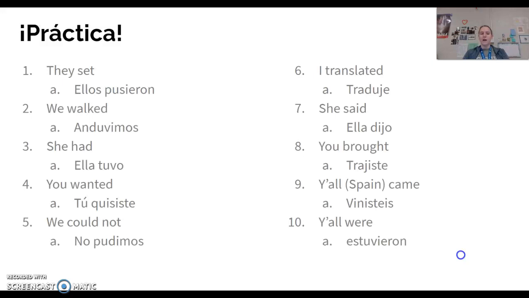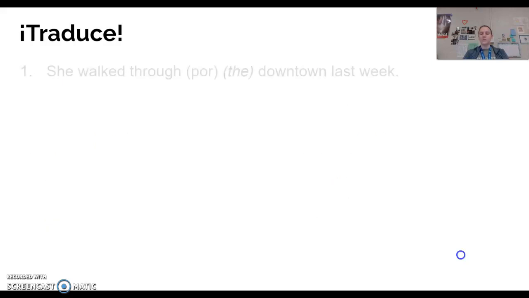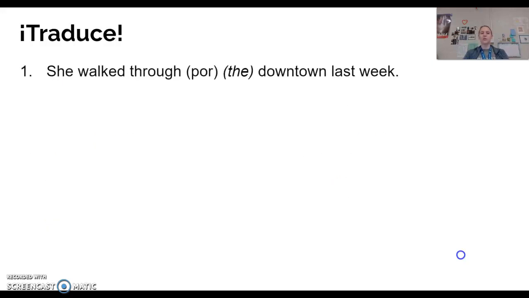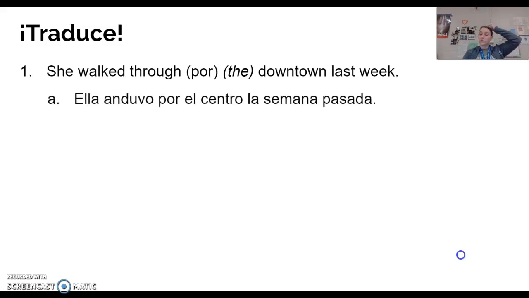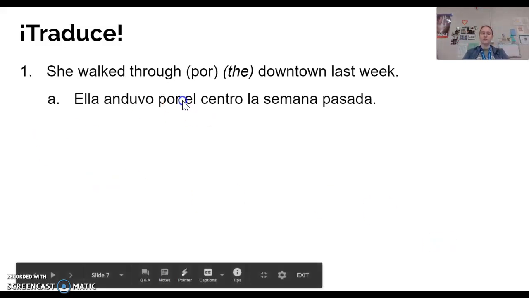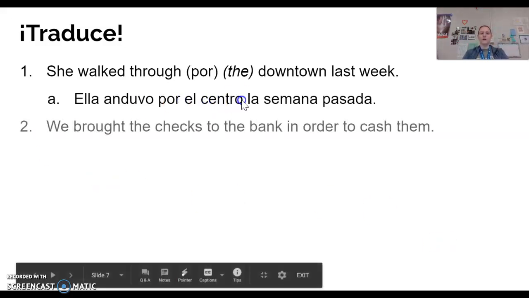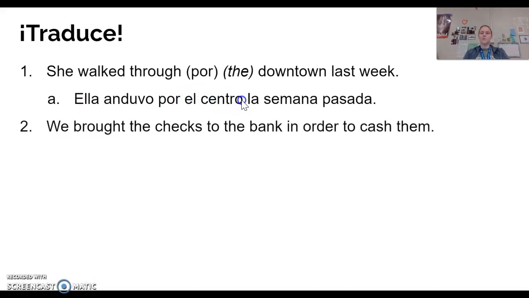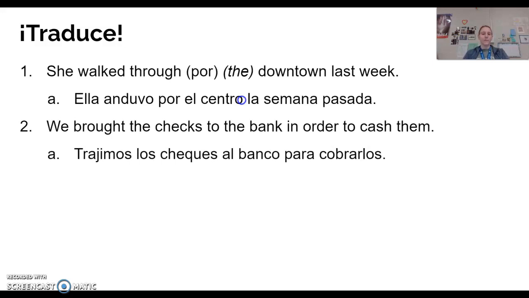Okay? Okay, and now we're going to put them into sentences, so let's translate. So she walked through downtown last week. We'll do this one together. Ella anduvo por el centro la semana pasada. She walked through the downtown last week. Number 2, we brought the checks to the bank in order to cash them. So trajimos los cheques al banco para cobrarlos.